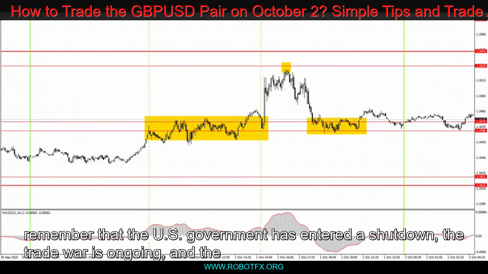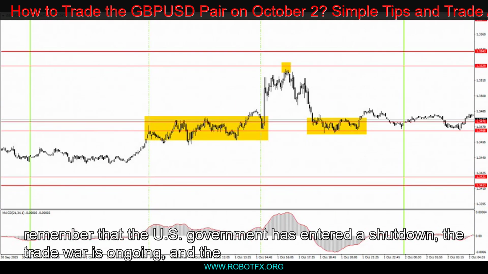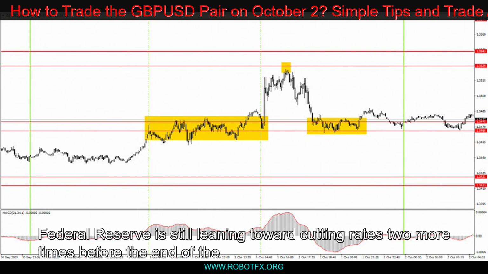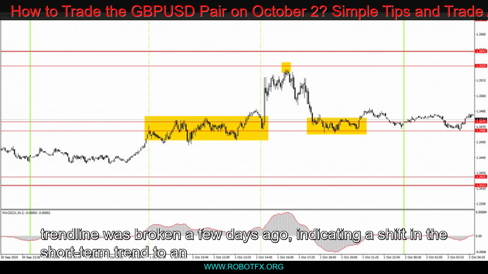However, it's important to remember that the US government has entered a shutdown, the trade war is ongoing, and the Federal Reserve is still leaning toward cutting rates 2 more times before the end of the year. Therefore, we maintain our bearish outlook on the dollar. On the hourly chart, a descending trend line was broken a few days ago, indicating a shift in the short-term trend to an upward direction.